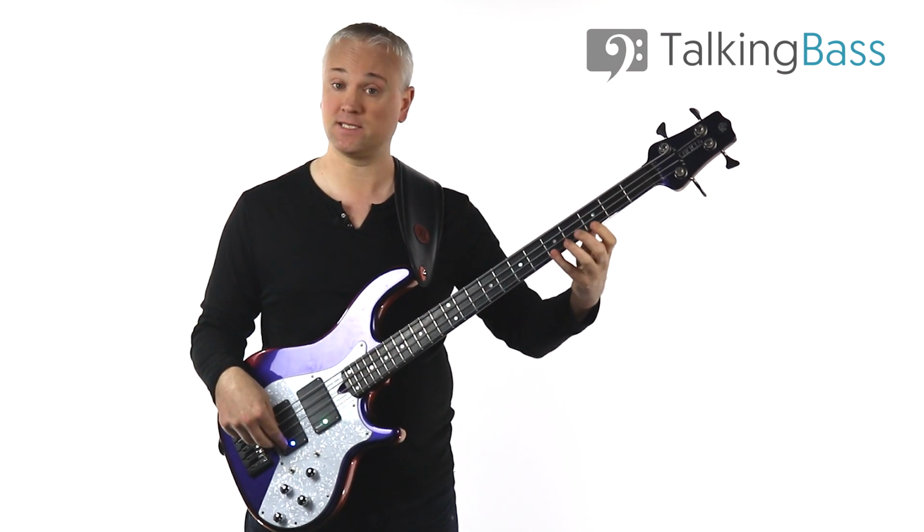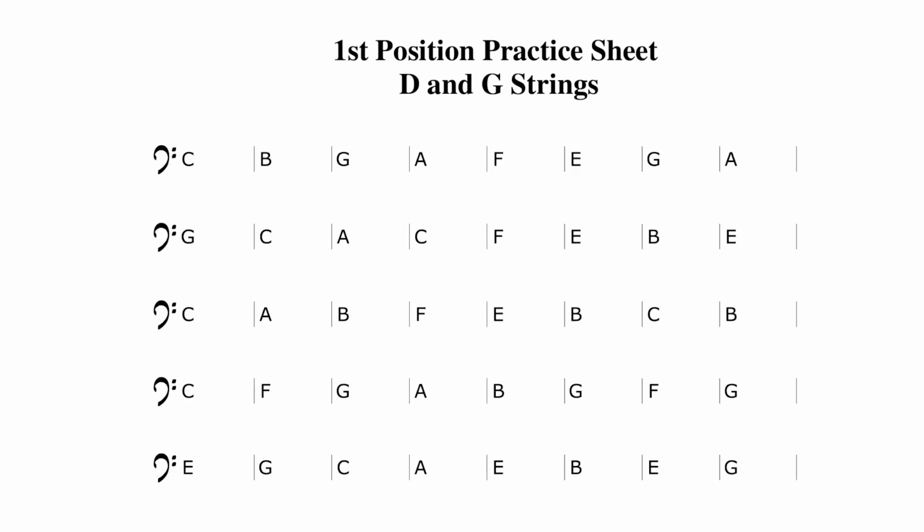Finally, let's combine the D and G strings, so that gives us the notes E, F, G, A, B, and C. So with the test sheet, 1, 2, 3, 4. C, 2, 3, 4. B, 2, 3, 4. G, 2, 3, 4. A, 2, 3, 4. F, 2, 3, 4. E, 2, 3, 4. G, 2, 3, 4. A, 2, 3, 4.